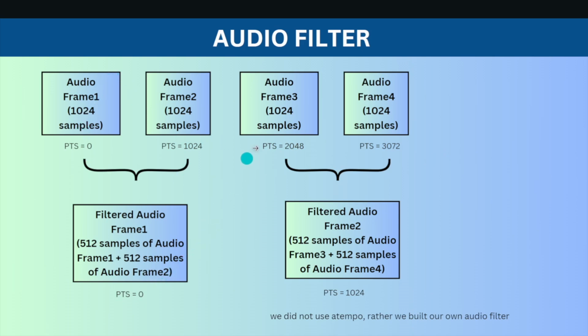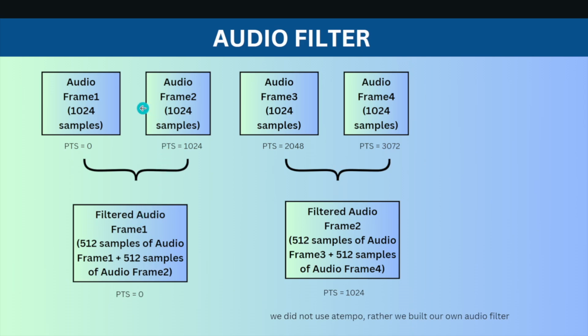Now the new audio frame will be like this. We take 512 samples from audio frame 1 and 512 samples from audio frame 2, and we give a new filtered audio frame 1, which is a combination of these two frames. The way we select the 512 samples is by picking alternate samples from audio frame 1 and alternate samples from audio frame 2. We combine them together in a new frame called filtered audio frame 1.